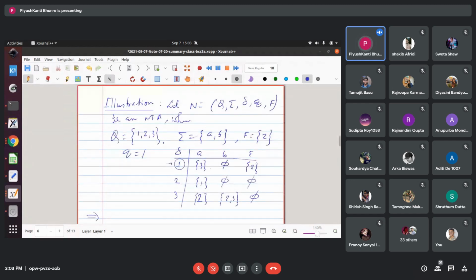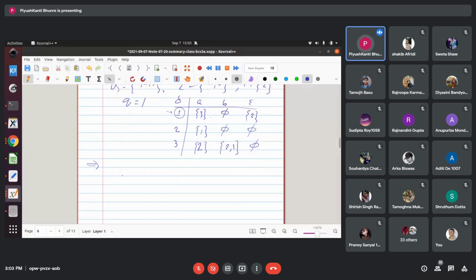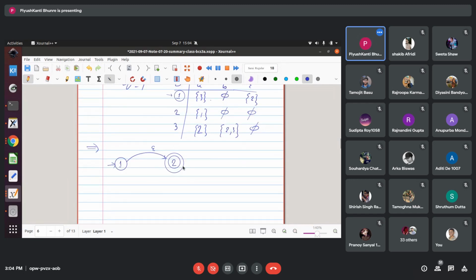You see that q1 is basically 1 over here. So let me just draw it. Just forget about q, just 1. Then 2, so this is a final state. On receiving epsilon it can move to here, and on receiving A it can go to state 3.